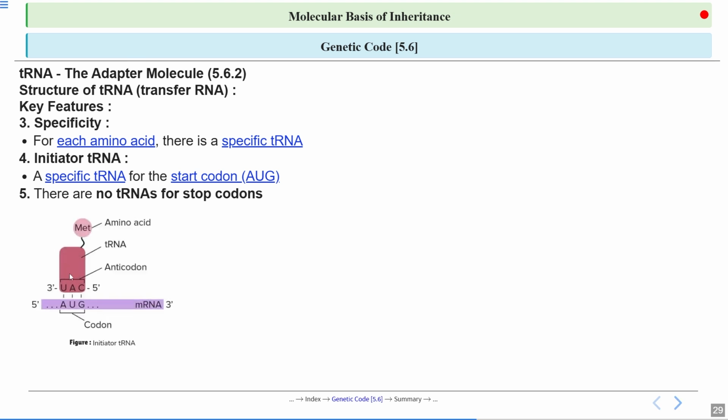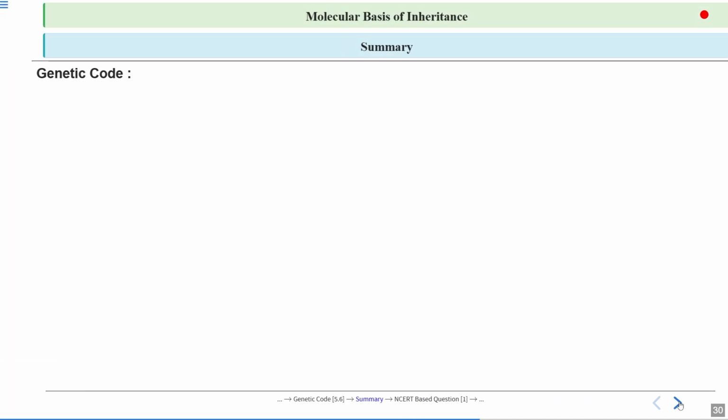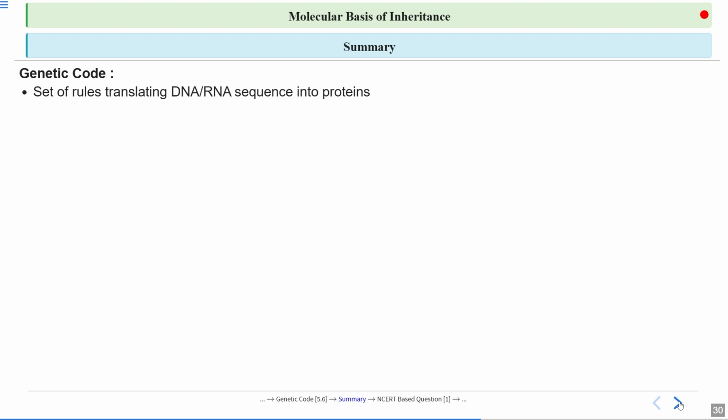So here we have seen the initiator tRNA. This initiator tRNA will have an anticodon with bases UAC, which is complementary to the start codon AUG. On the acceptor arm, it will carry the amino acid methionine. But there is no tRNA for stop codons.